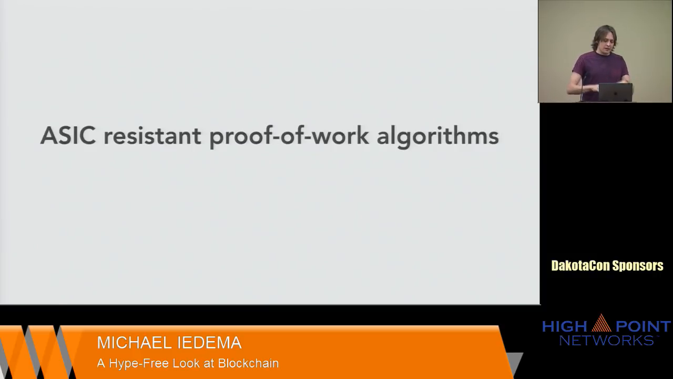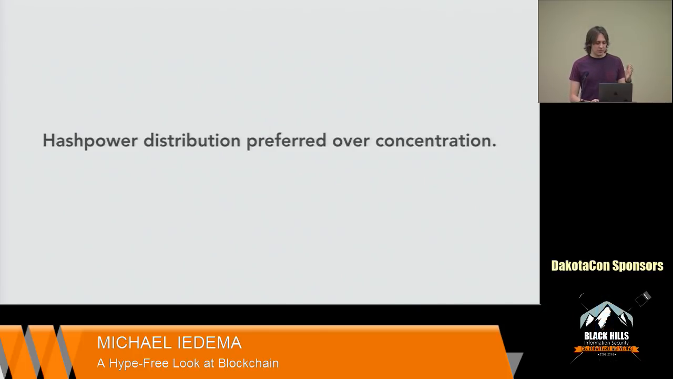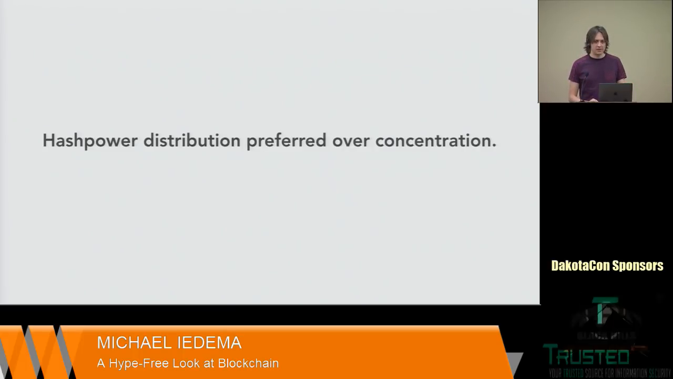You can't delete it. So there's a lot of work trying to find ASIC-resistant proof-of-work algorithms, something that runs the same speed on a CPU as a GPU as an ASIC, and that lets people participate in the network, which distributes the hash power over a wider chunk of the participants.